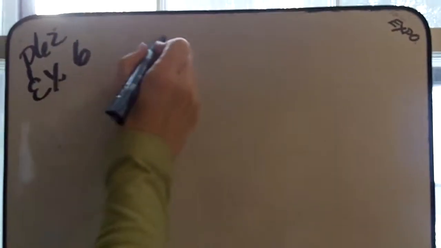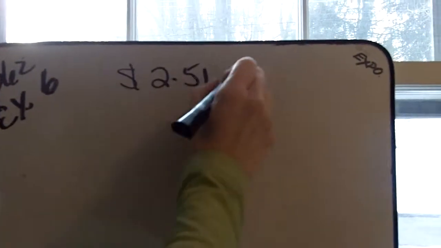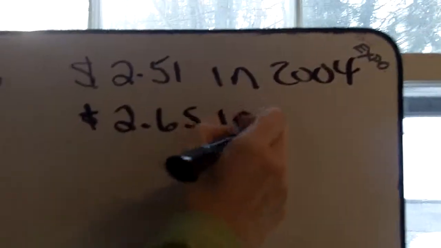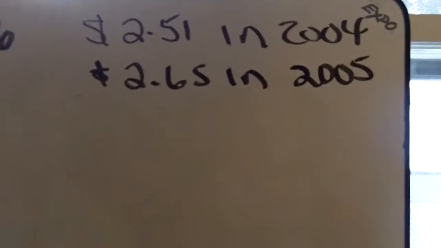So example number 6 says the cash flow per share for Ruby Tuesday Inc. was $2.51 in 2004 and $2.65 in 2005. Using only this information, write a linear equation that gives the cash flow per share in terms of the year. Then predict the cash flow for 2006.